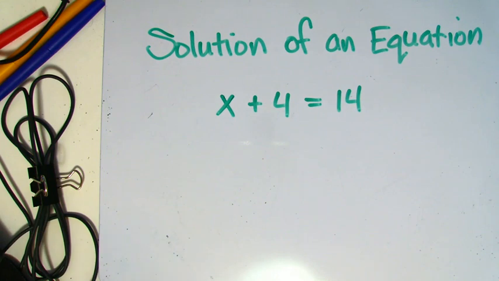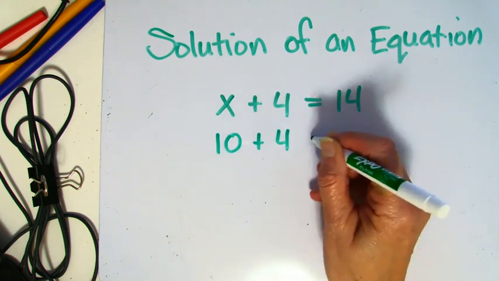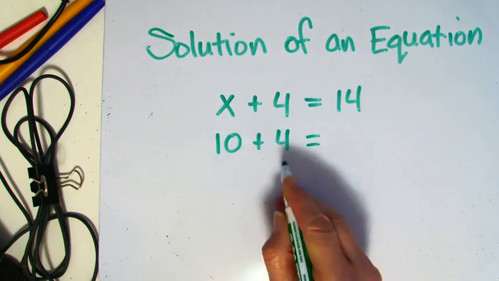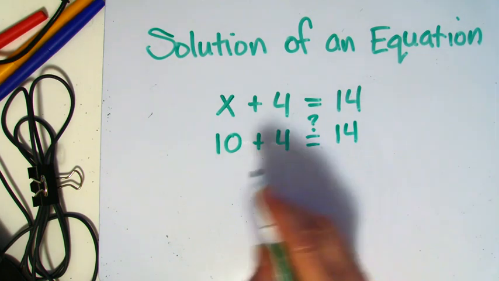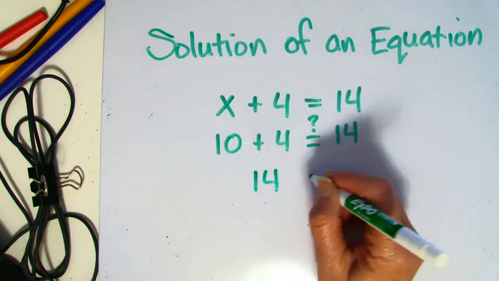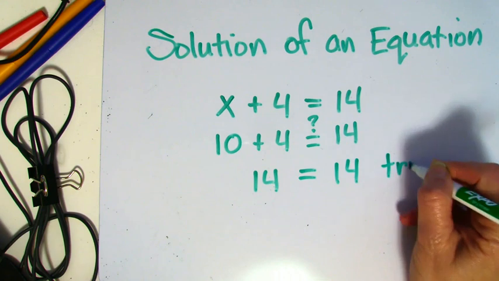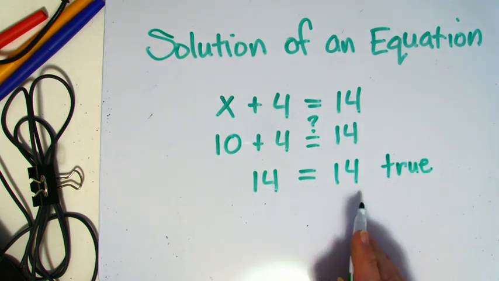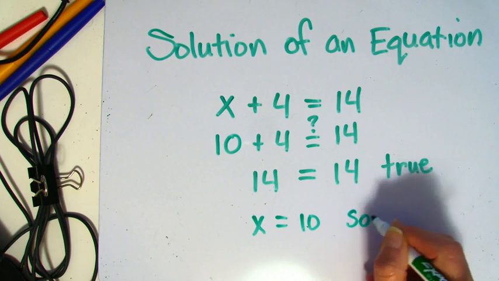So in this equation, we have x plus 4 equals 14. Now, if I tell you that x equals 10, I'm going to plug in that 10, and I want to see if this addition problem will equal 14. So once I substitute in my value, I'm going to simplify and I get 14. And 14, in fact, is equal to 14. So because this is true, 14 equals 14, x equals 10. And this is called my solution.